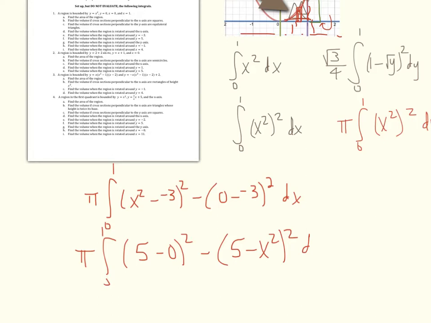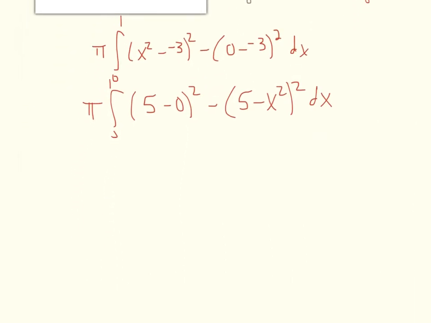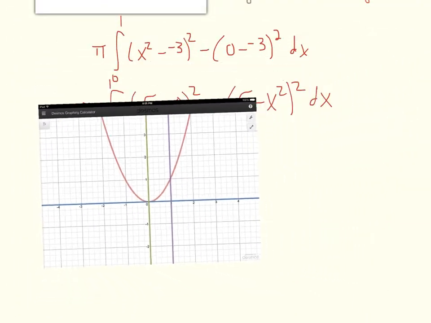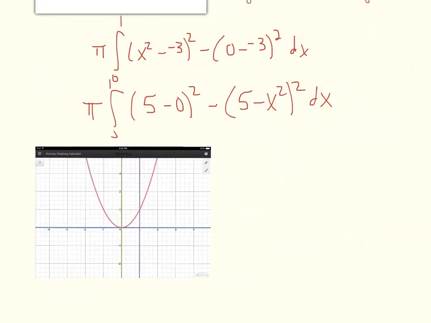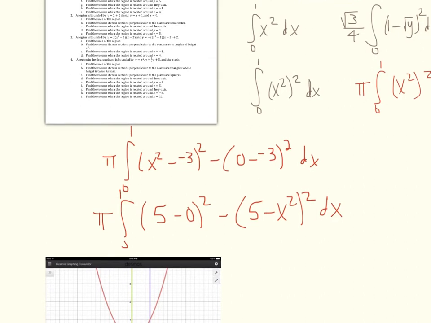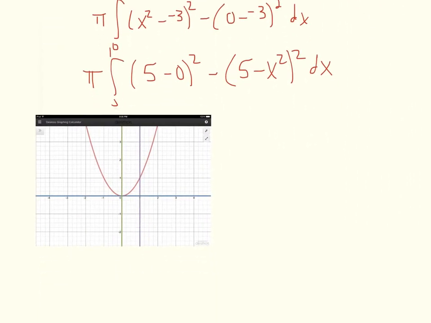Alright, now let's get these last 3 out of the way. I'm going to bring in the picture again. Alright, now we're rotating around the y-axis, x equals -1 and x equals 4. So y-axis, x equals -1 and x equals 4. Alright, so we're talking about this region right here.